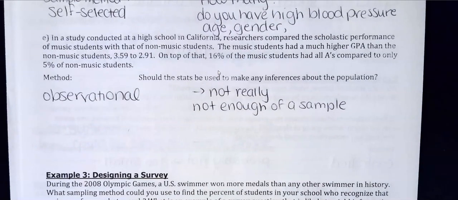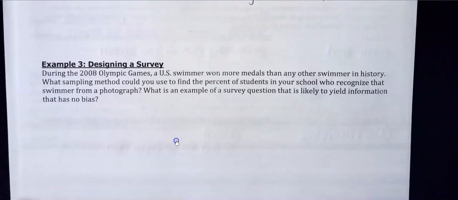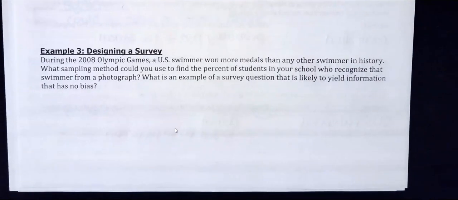Okay, now the very last one is to kind of just design a survey question. We're just going to do this real quick. I promise it's not bad. It says, during the 2008 Olympic Games, a U.S. swimmer won more medals than any other swimmer in history. Doesn't tell you anything else about that person.